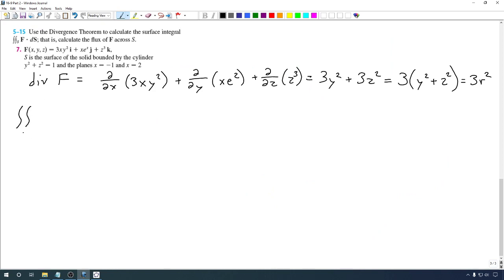So the integral over the surface of f dot dS, of course, is the integral over the cylinder. I'll go ahead and call it E. Calling it C would be kind of weird when we've been using C for curves. Of 3r squared. Well, actually, let's leave it in terms of y and z for the moment until we actually put this into our cylindrical coordinates.